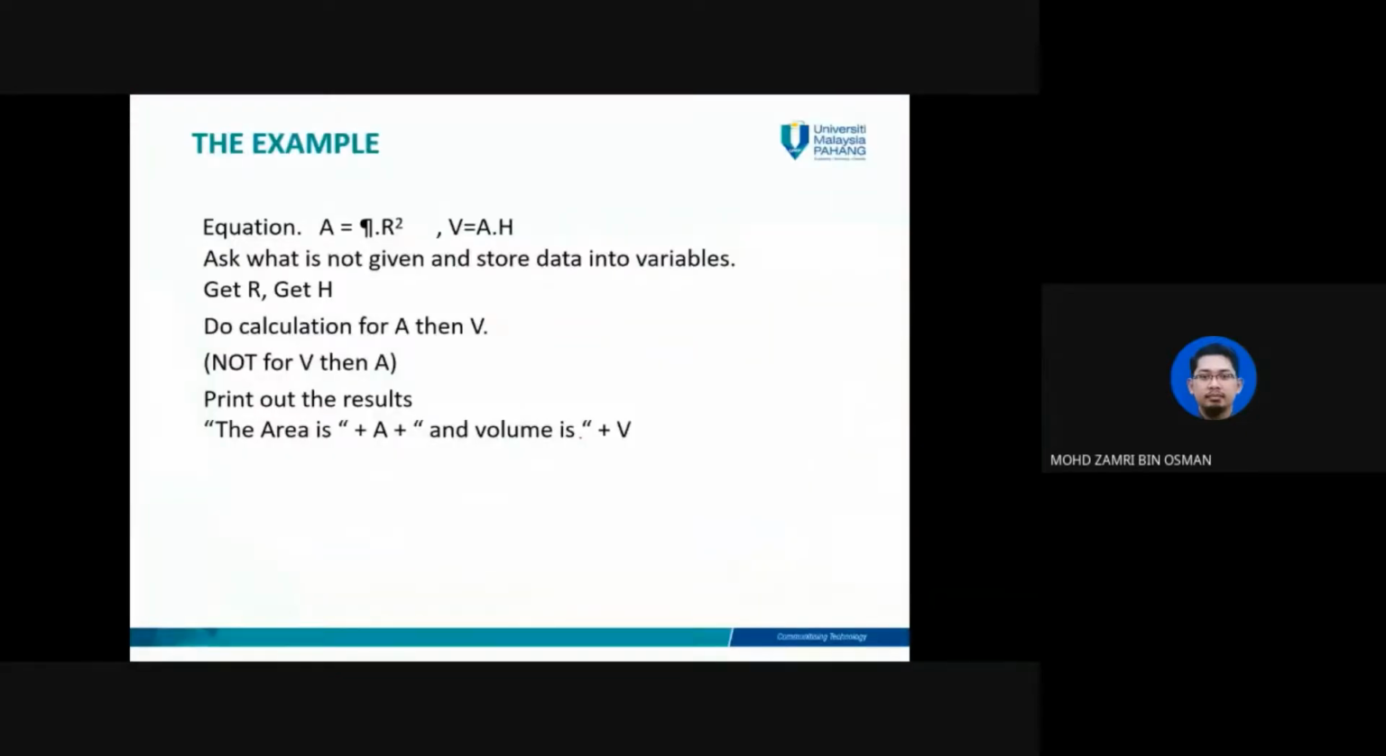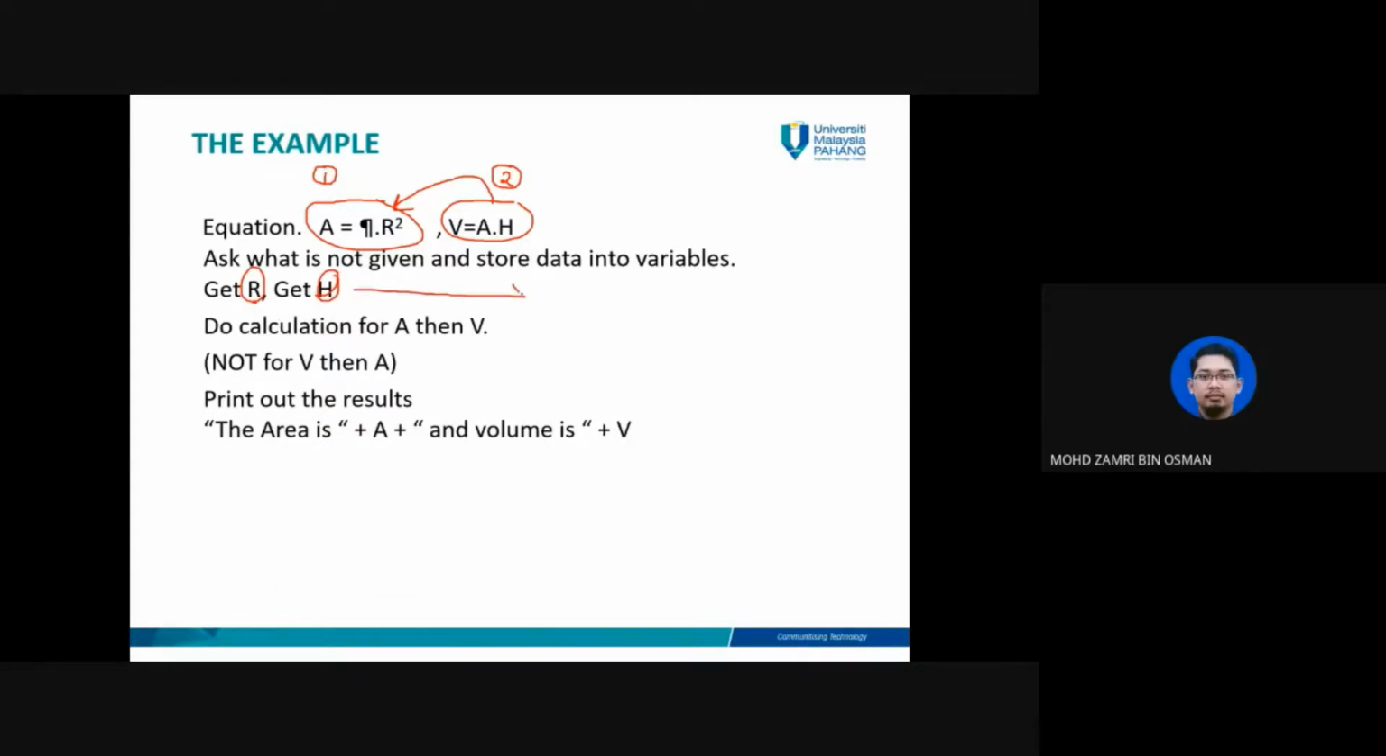For example, I have an example here. We have some equations to find the area. We are using the same case study, and we have a volume which depends on the output from this one. So you cannot do the volume and then calculate the base area. You need to do the base area first, and then the second one, the volume. Once something is not given, it is stored in a variable. So you have R and H, radius as well as height.